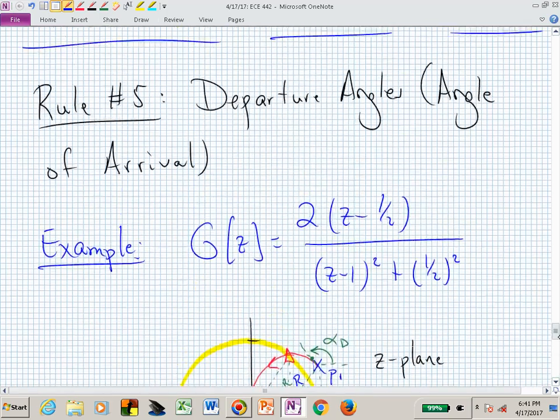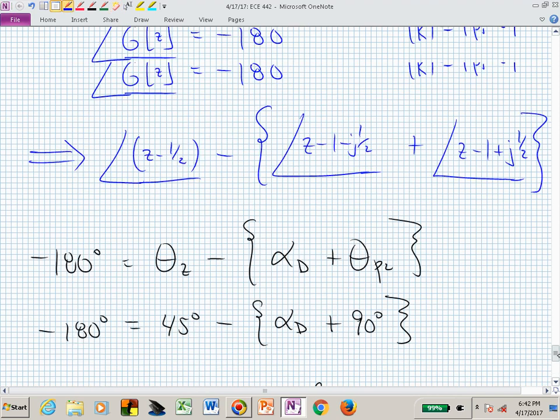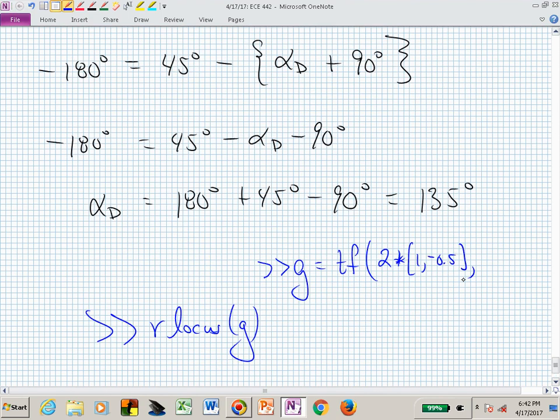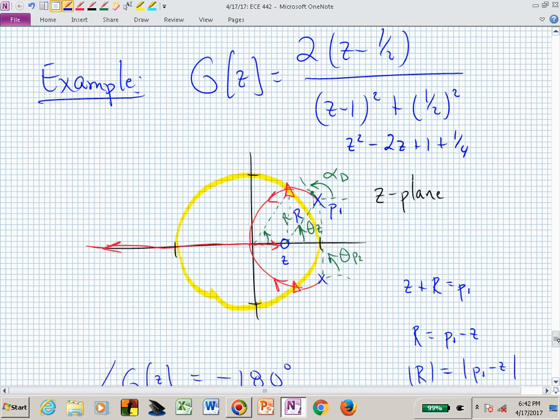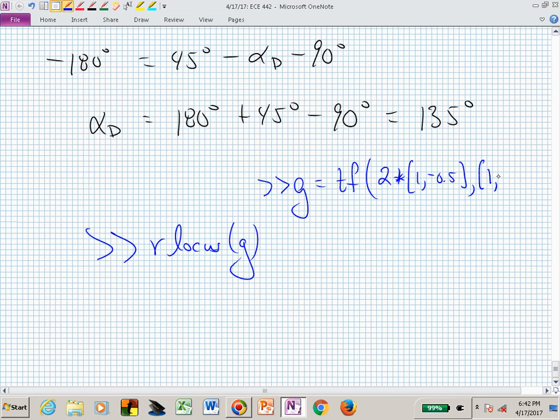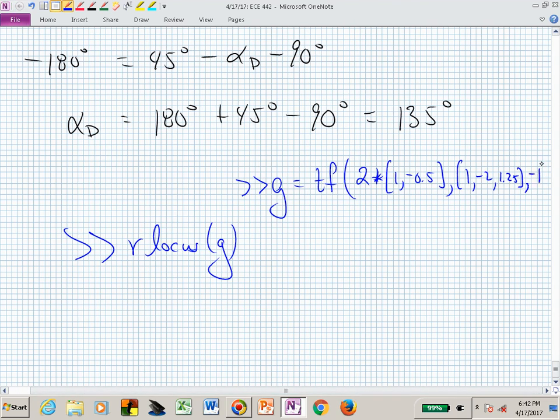What was this particular system? It was 2 times 1, comma, that's the numerator. What's the denominator? We could just multiply it out, right? We have z squared minus 2z plus 1 plus 1/4. So that now we have our denominator is going to be 1, minus 2, and then 1.25. And if this is a z transform, if this is the z domain and we don't know the sample period, we would say comma minus 1. Now we have a transfer function with an unknown sample period.